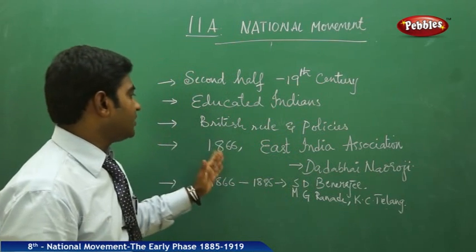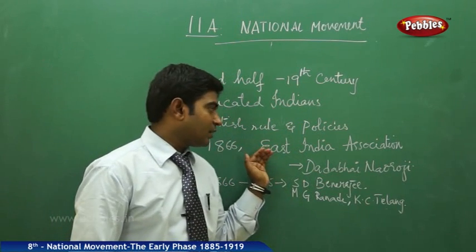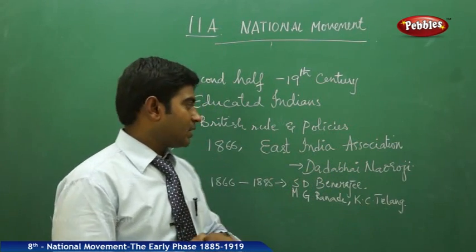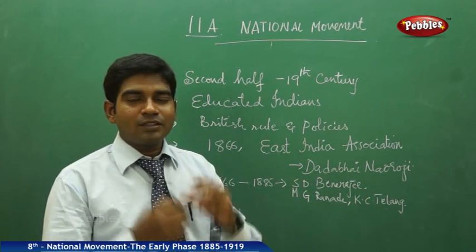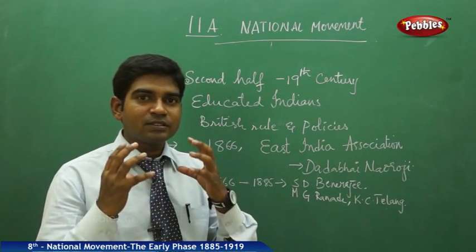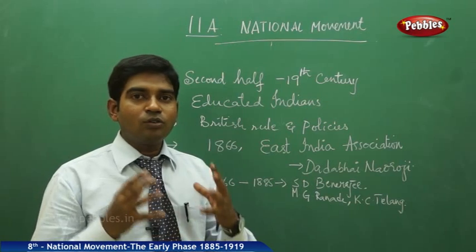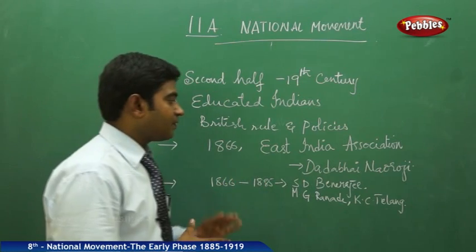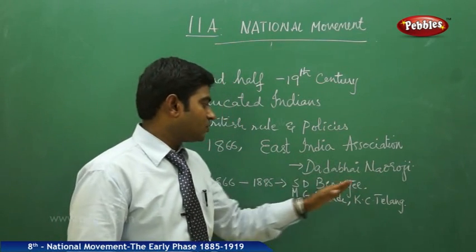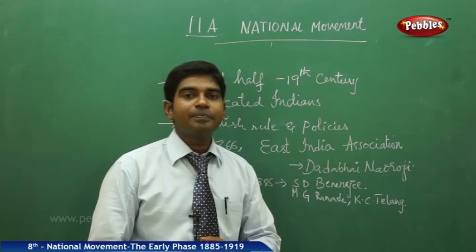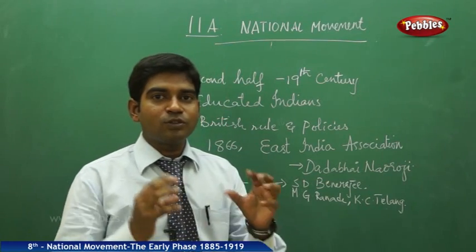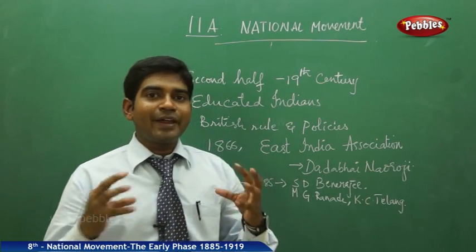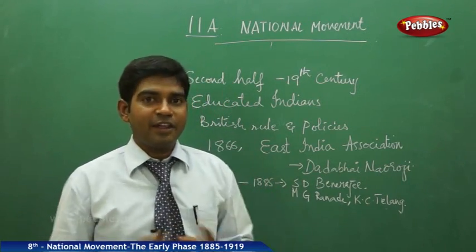So in 1866, we have an association called the East India Association, which was established in London by Dadabhai Naoroji, who brought this initiative to think about the Indians, like what is happening in India and how to fight against the British rule. Then from 1866 to 1885, many leaders like Surendranath Banerjee, M.G. Ranade, K.T. Telang and Subramania Iyer started various organizations at various places, and these united the intellectuals in the entire nation.